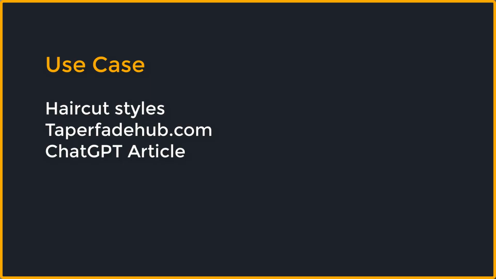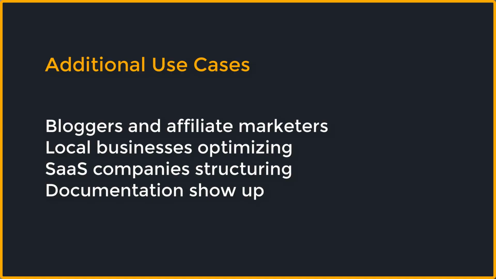Let me give you some use cases, right? Let's say you run a website on haircut styles like taperfadehub.com. Now with AEO, you optimize your guide so that when someone types best taper fade for round face in ChatGPT, your article gets quoted in the response. That's the win, right? Let me give you some additional use cases also. So for example, affiliate marketers optimizing for AI searches. Local businesses optimizing for voice or conversational search. Other companies structuring documentation to show up in AI responses.